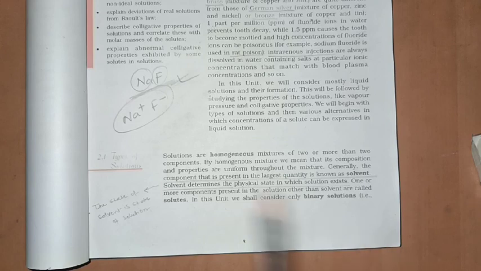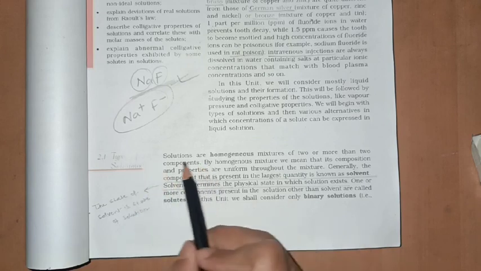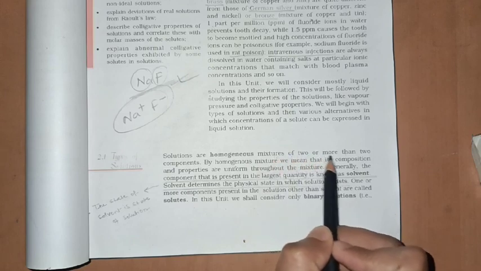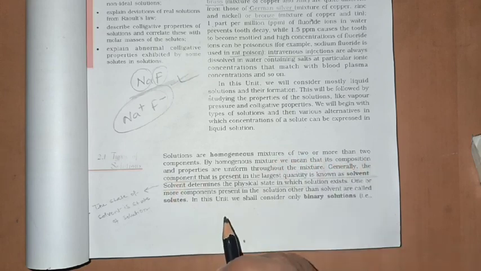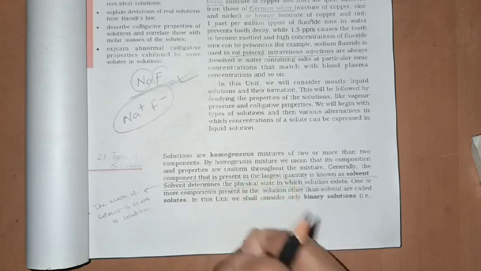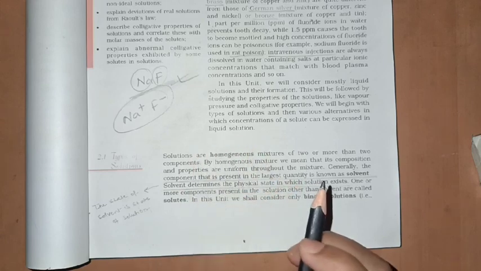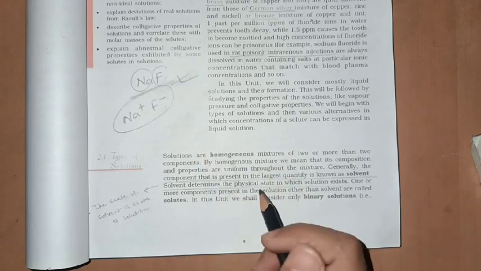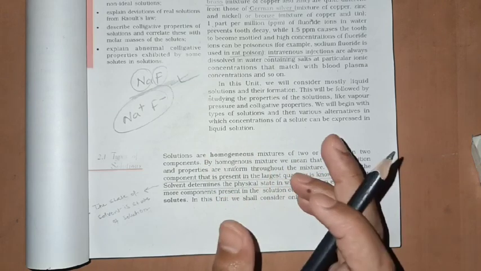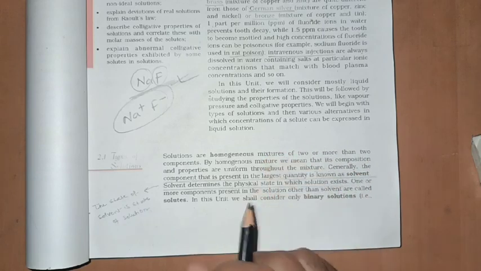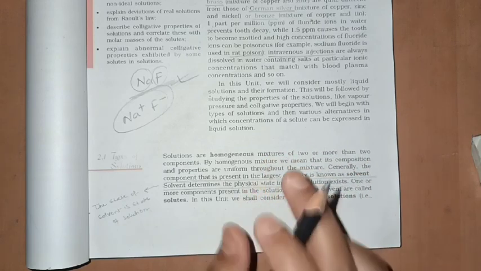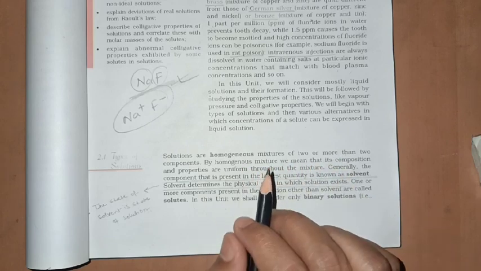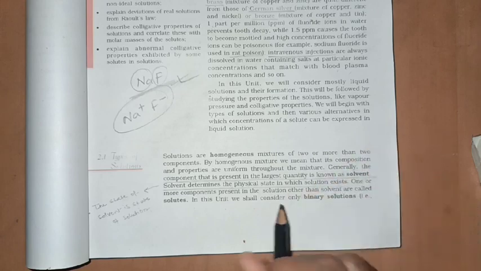Okay, so let's start with types of solutions. Solutions are homogeneous mixtures of two or more components. So it is very important to know what homogeneous mixtures are. First, let us know what this term signifies. Homogeneous means uniform. Solutions are mixtures of two or more components that form a homogeneous mixture.